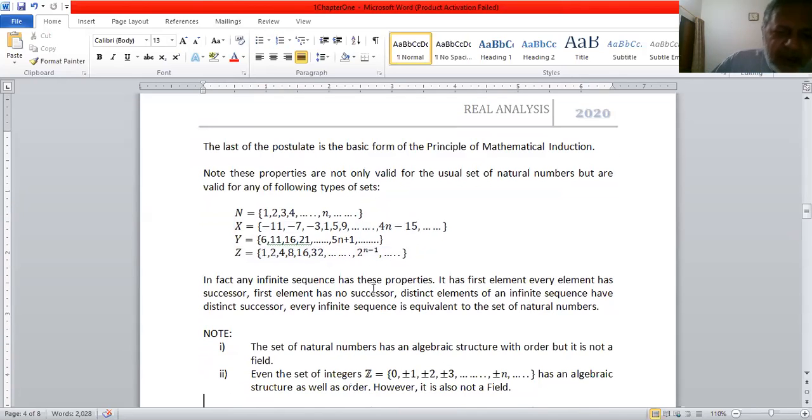Anyways, that is not a big deal. We note here that the set of natural numbers has an algebraic structure with order, but it is not a field. It is not a field because additive inverses do not exist. Even the set of integers has an algebraic structure as well as an order. However, it is also not a field because multiplicative inverses do not exist.